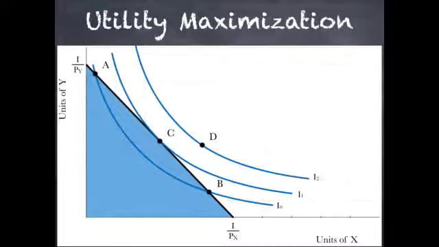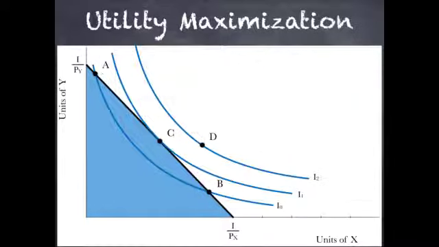So the utility associated with point C is greater than the utility associated with points A or B, because point C is on an indifference curve that's further from the origin than points A and B. Points A and B are on indifference curve 0, and point C is on indifference curve 1. Indifference curve 1 is further from the origin, therefore the utility associated with the combination represented by point C is greater than the combinations represented by points A and B. So point C is where utility maximization occurs.